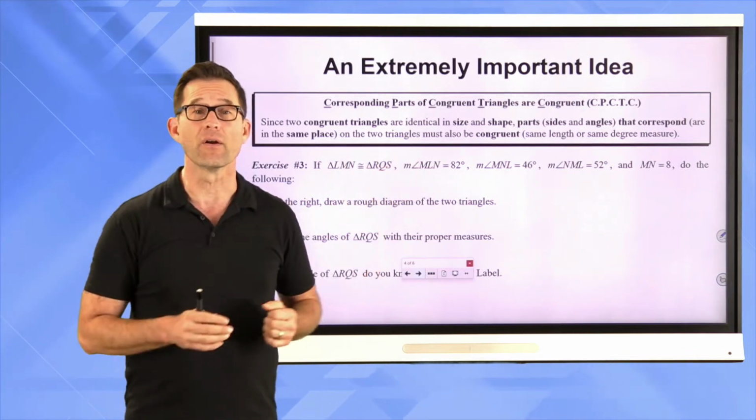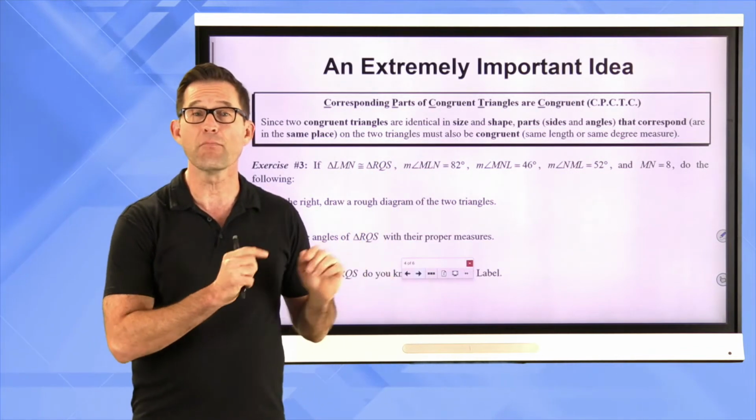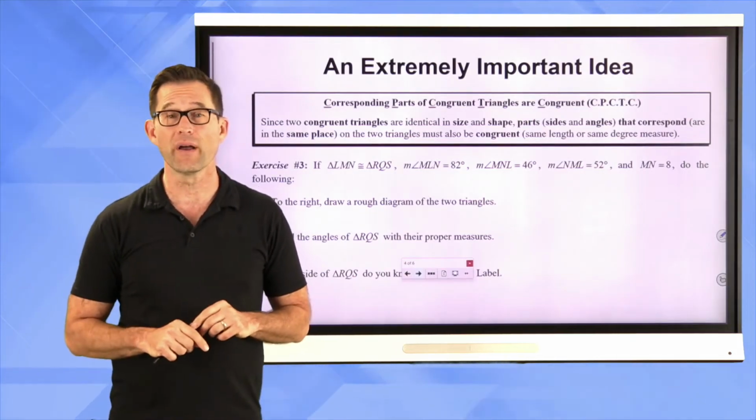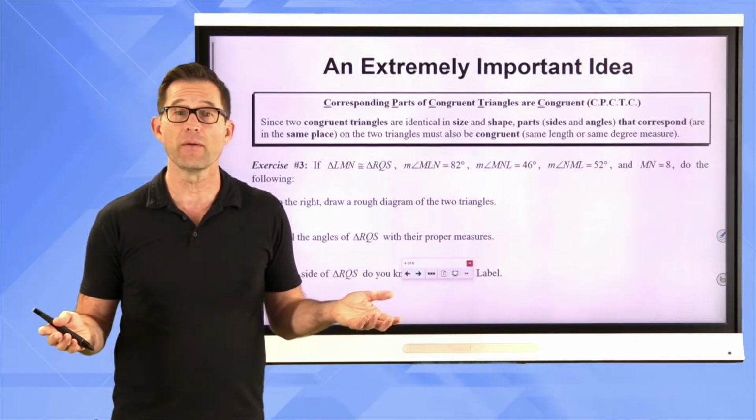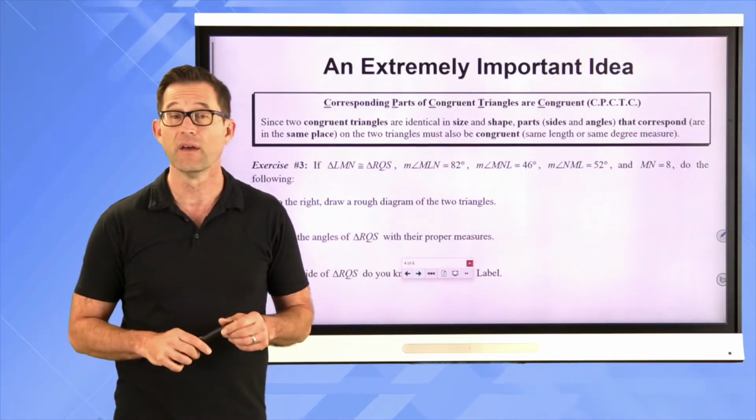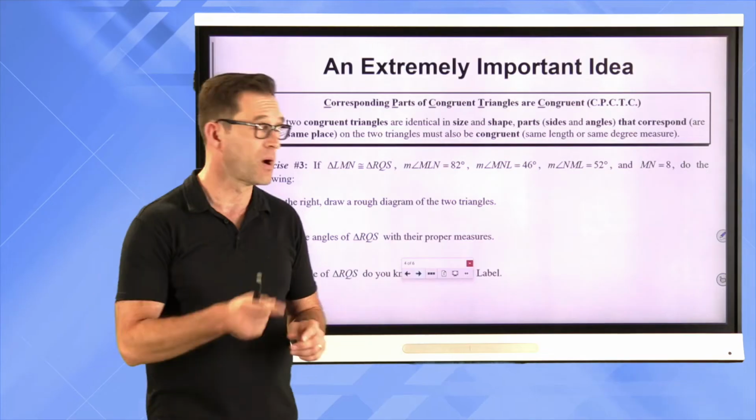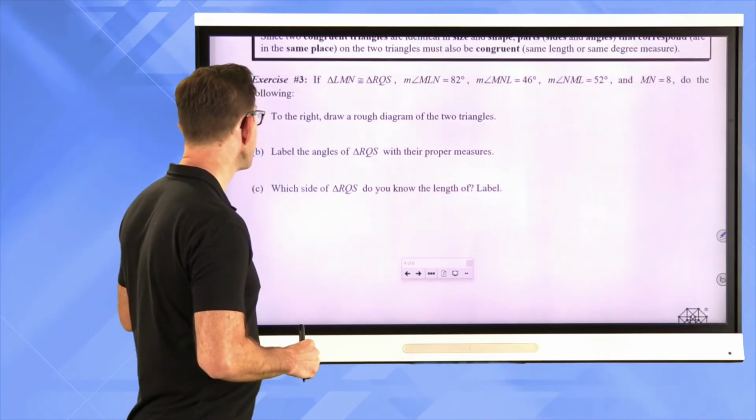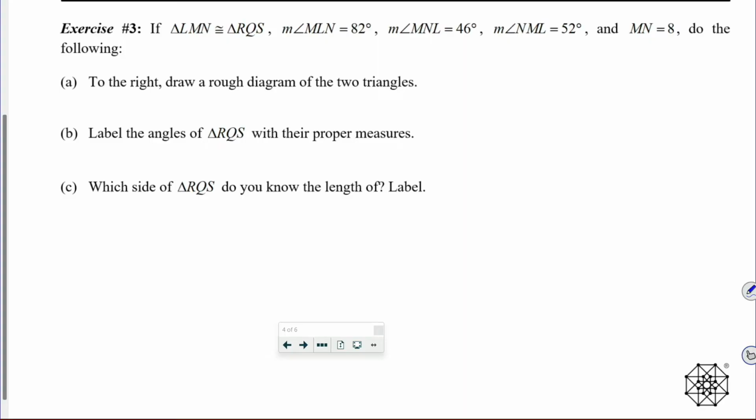It's the same way here. If I've got two angles in the same place on two identical triangles, well, then they have to have the same degree measure. Or two sides that are in the same place on two identical triangles, they have to have the same length. Okay, so let's take a look at exercise number 3.